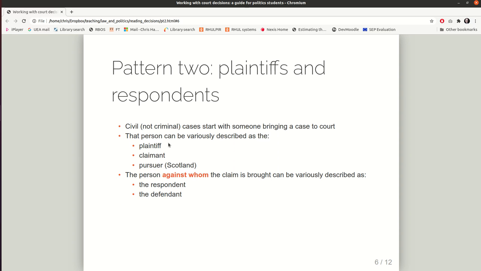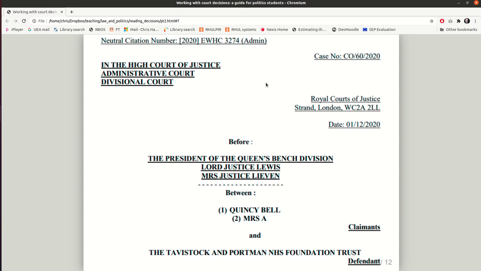So we've got various plaintiffs, claimants and pursuers on one side, and then on the other side we've got either the respondent or the defendant. And so if we take an example from the High Court of England and Wales, a first instance court, in this recent and controversial decision about the use of puberty blockers by the Tavistock and Portman NHS Foundation Trust, you'll see that in this case they're listed as the defendant and that there are two claimants, Quincy Bell and a claimant only known as Mrs. A.